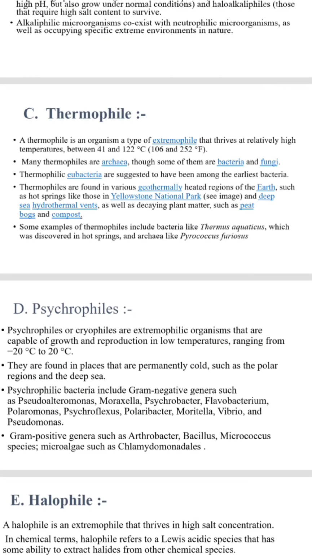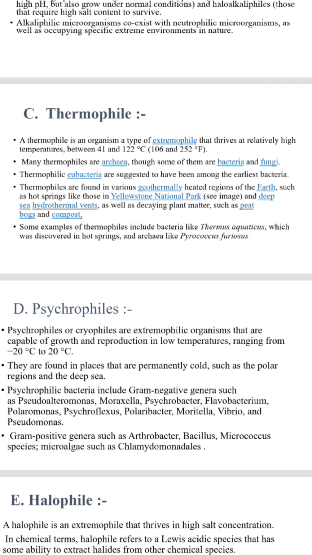Then the third one is thermophiles. A thermophile is a type of extremophile that thrives at relatively high temperatures, between 41 and 120 degrees Celsius. Many thermophiles are archaea, though some of them are bacteria and fungi. Thermophilic eubacteria are suggested to have been among the earliest bacteria.